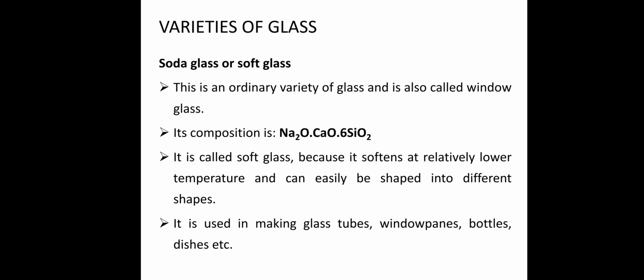Let us know about the varieties of glass. Soda glass or soft glass. This is an ordinary variety of glass and is also called window glass. Its composition is Na2O.CaO.6SiO2. It is called soft glass because it softens at relatively lower temperature and can easily be shaped into different shapes. It is used in making glass tubes, window panes, bottles, dishes, etc.